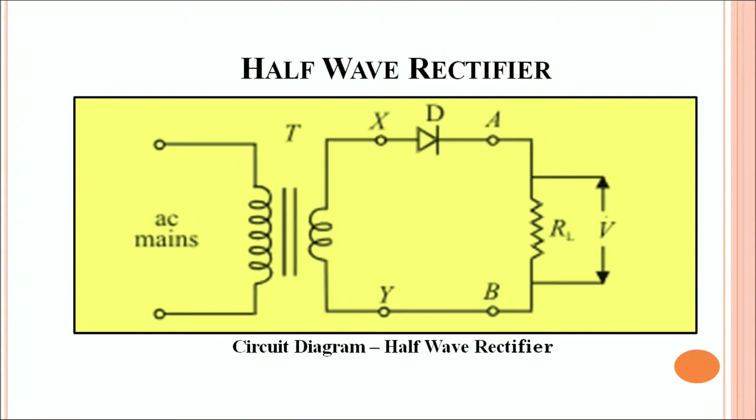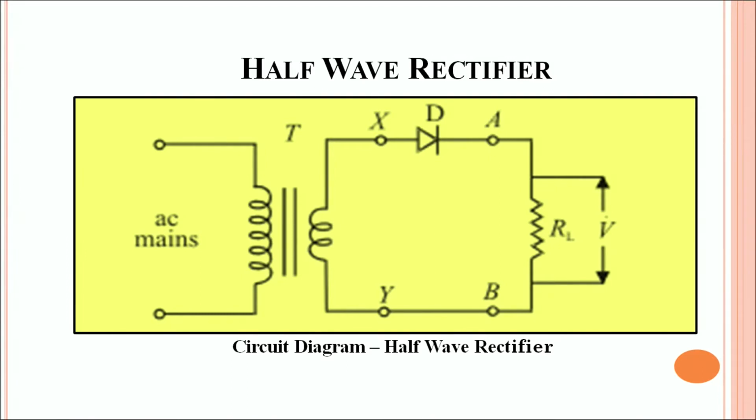This is the circuit diagram of a half-wave rectifier. In this half-wave rectifier, we have connected a diode with the help of a step-down transformer to the AC mains. The AC input which we receive is given directly from the main supply. The step-down transformer steps down the voltage of the AC signal, which we commonly receive at 220 volts.